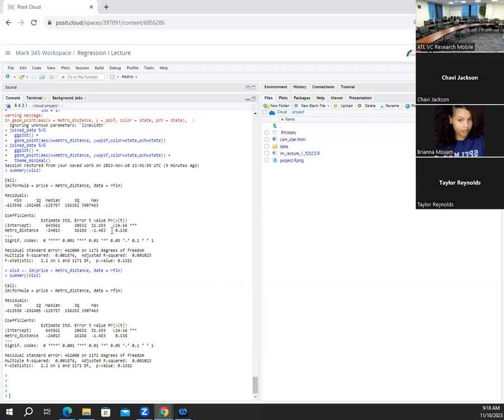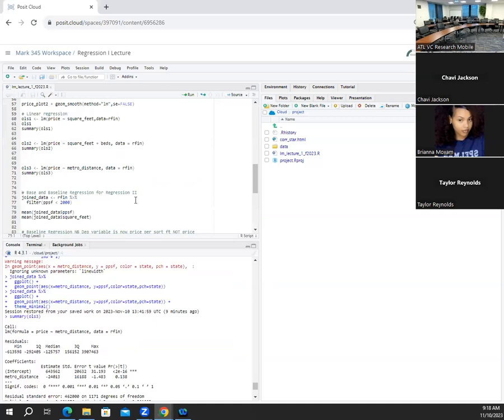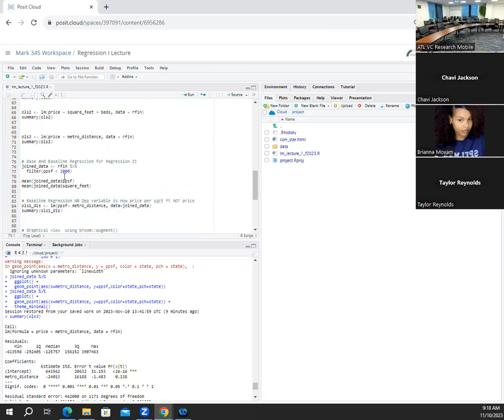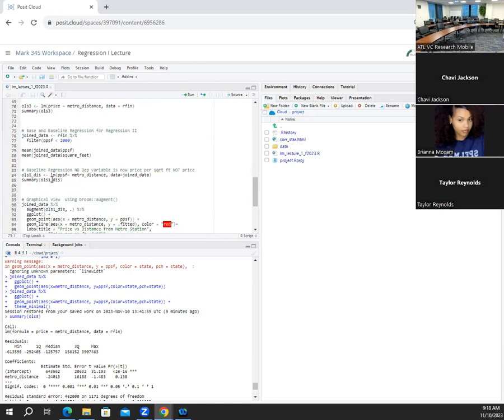So instead of doing that, an alternative regression would be to regress the price per square foot on the metro distance. Let's go ahead and do that. That's what I do here. I'm going to filter it by throwing away that missing observation. Once I do that, on line 84, I regress the price per square foot on the metro distance, and then I'll produce the results and show you what it looks like.